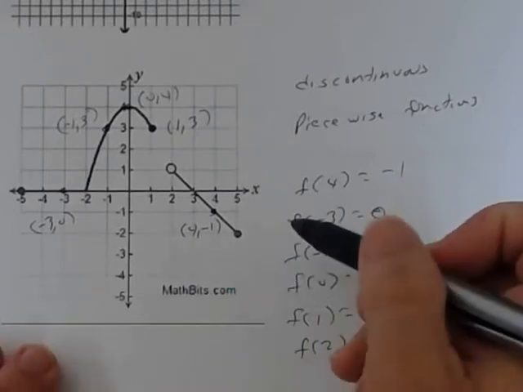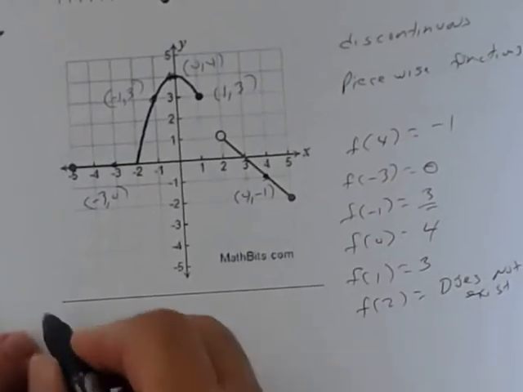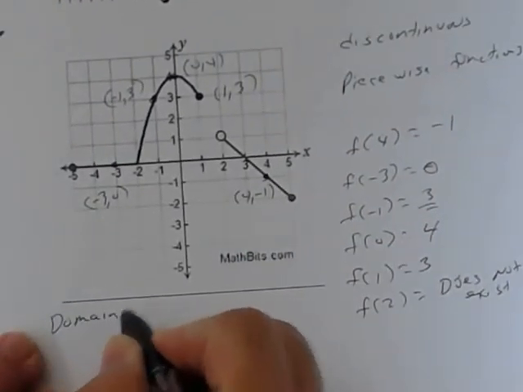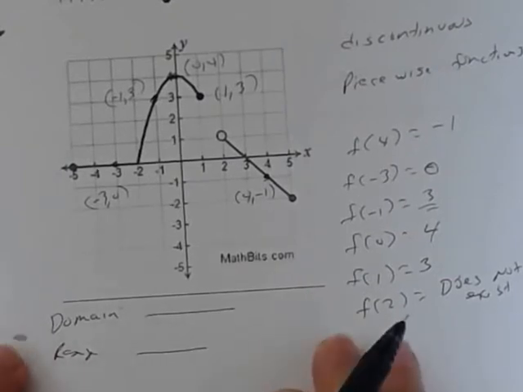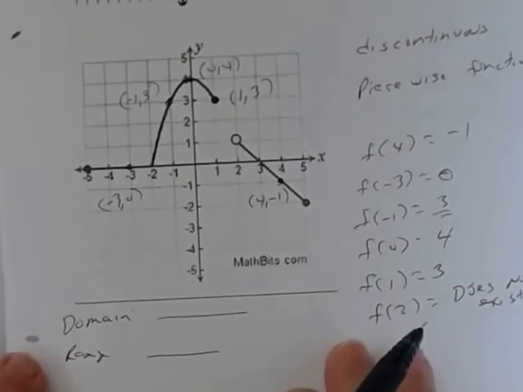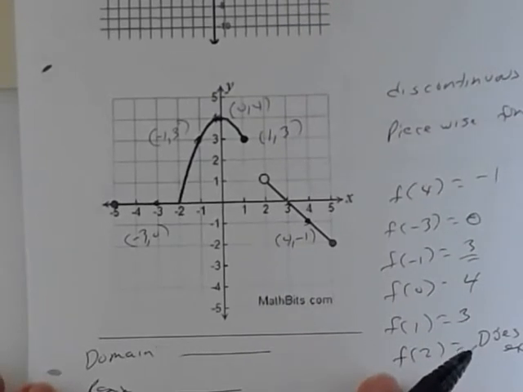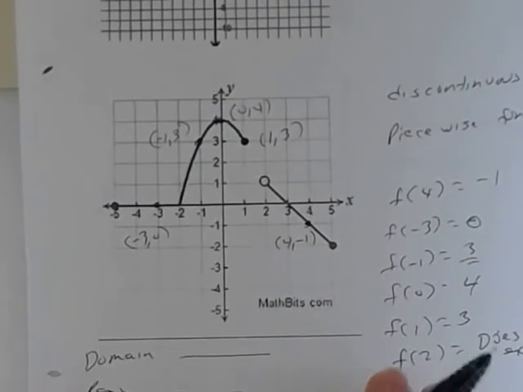All right, now let's talk about the domain. Let me just see if you can figure this out. We talked about this in the last class period. Domain and range. Let's do the domain and range. Domain's going to be a little easier than the range. So let's talk about the domain. So I'm going to use a ruler.